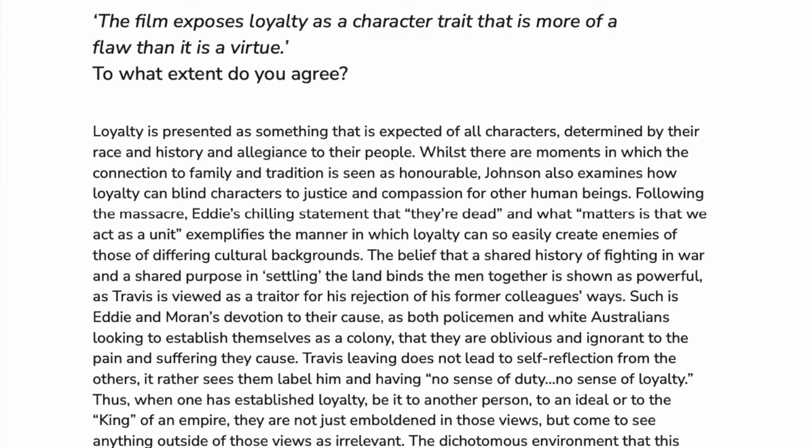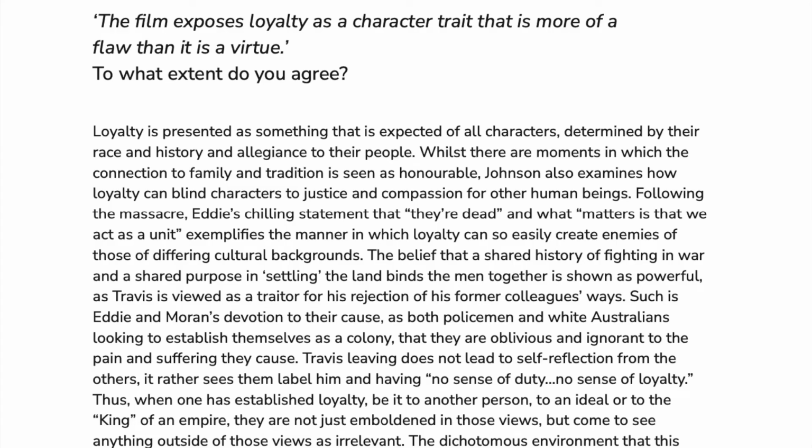Now, if you look back through previous exams, even if they were questions in Section A that weren't focused on High Ground, you'll notice that this type of structure is actually quite common. It's putting an idea to you, and then it's asking to what extent do you agree. Now, the fact that this says that it exposes loyalty changes what this question's about. And then, of course, this idea that it's more of a flaw of a character trait than it is a virtue. So our response has to come back in a way where we're purposefully providing some sort of response to what that question is putting to us. Let's see how this paragraph goes about it.